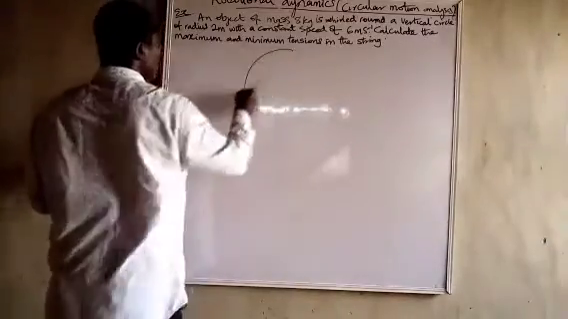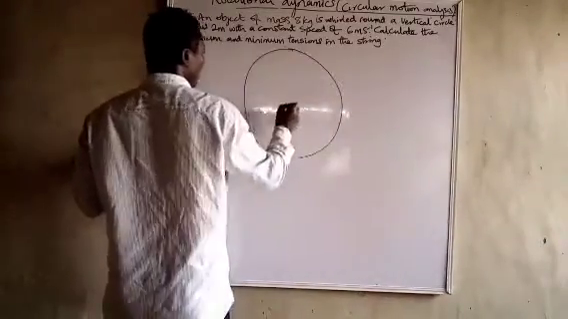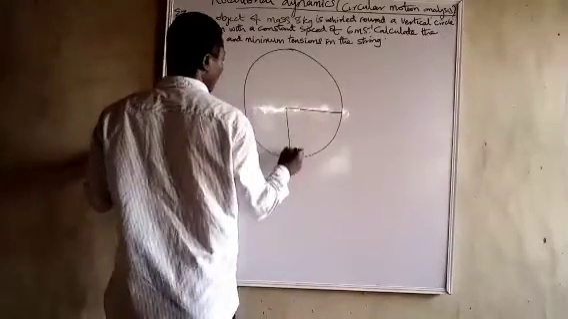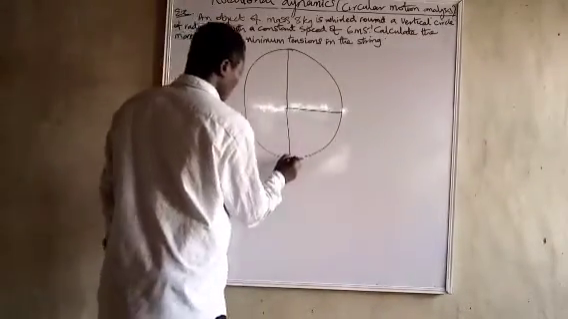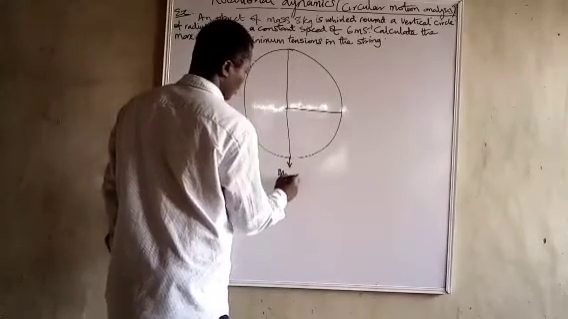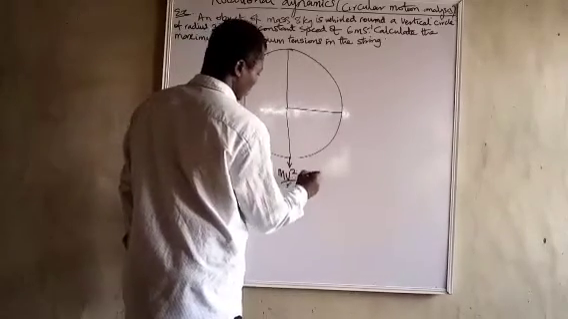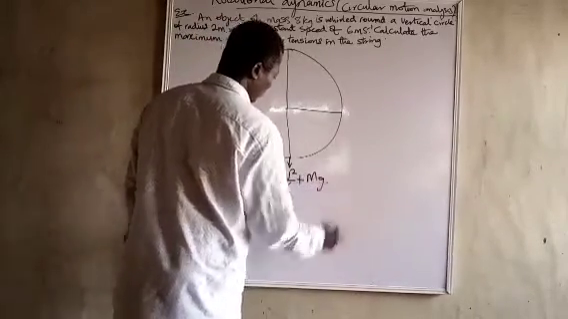An object of mass 8 kg is whirled round a vertical circle of radius 2 meters with a constant speed of 6 meters per second. Calculate the maximum and minimum tension in the string. This is how we go about it. We have an object describing a circle like this. So at different times, it is like this. The maximum tension in the string is there, and you discover it is mv squared over r plus mg.